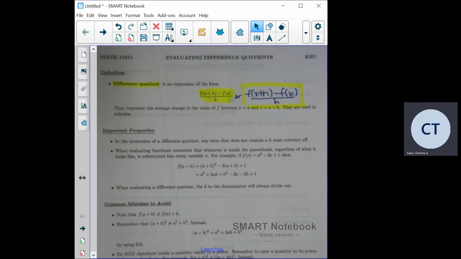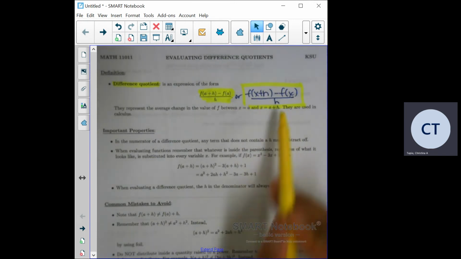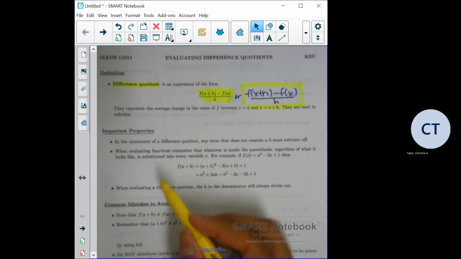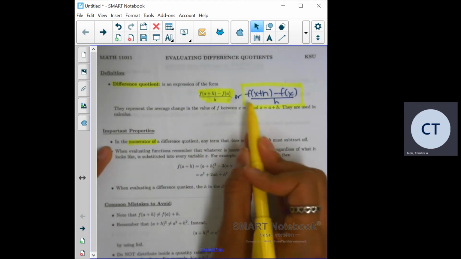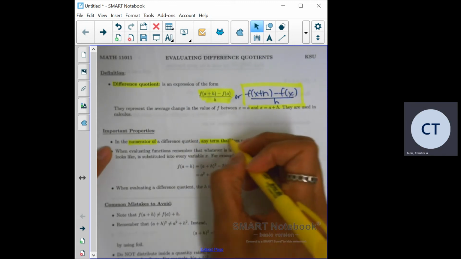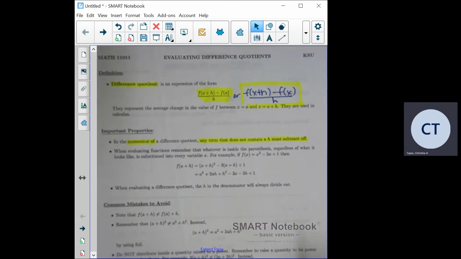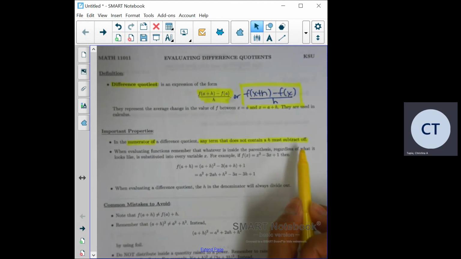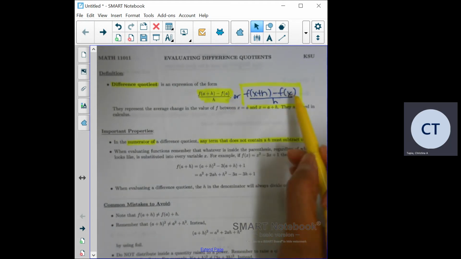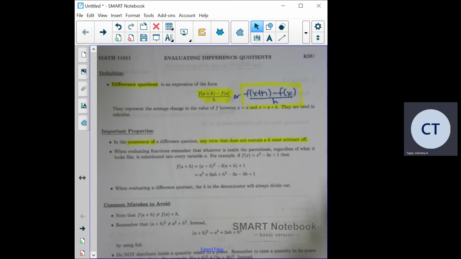Some important properties that are going to help us in solving this expression are listed down here. In the numerator of your difference quotient, which is this expression here, both of these expressions, any term that does not contain an h should be subtracted off. We'll go through that in just a second. It says any term that does not contain h must be subtracted off. We'll see what that looks like after we start solving one of the questions.